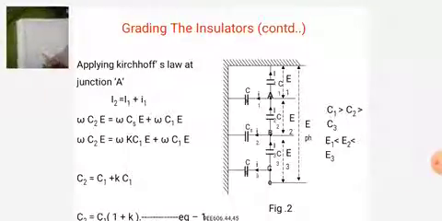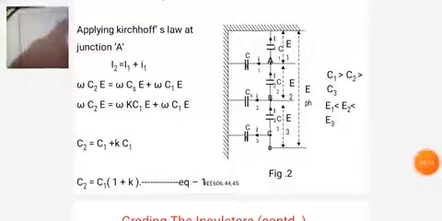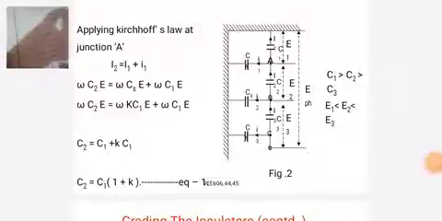WC2 into E is equal to WC1 into E times 1 plus K. So C2 is equal to C1 into 1 plus K.